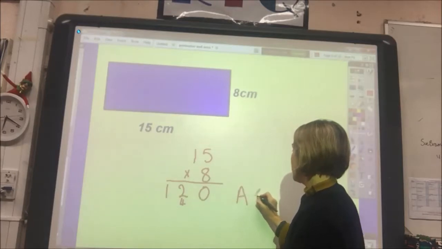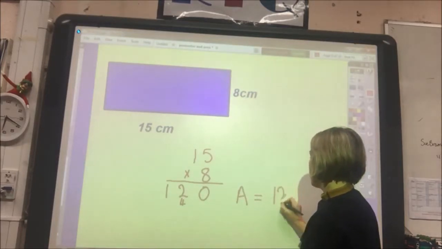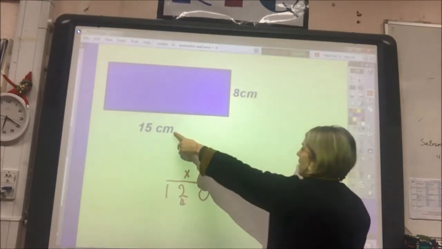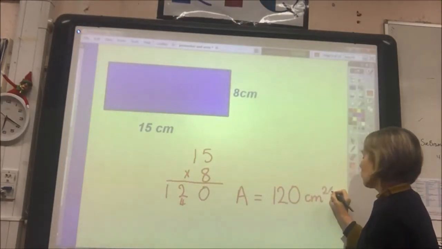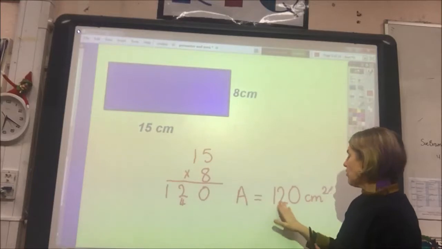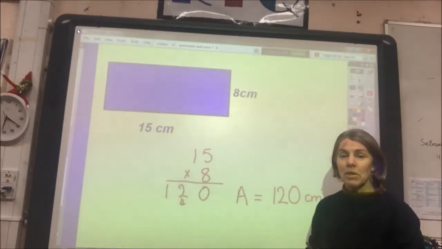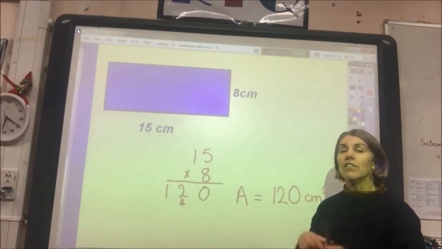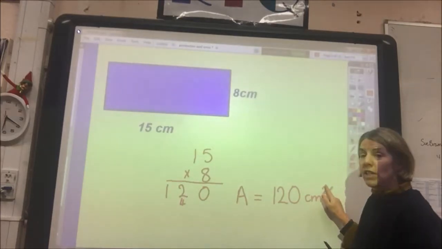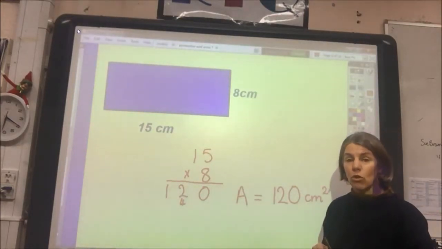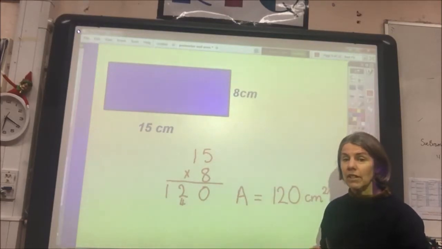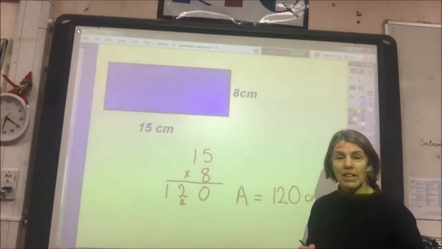A for area equals 120, unit of measurement, centimetres squared, or 120 square centimetres. Okay, doesn't matter how you say it, but you do need to remember that little 2 there, which means you're talking about squares. Okay, are we happy with that? Let's move on.